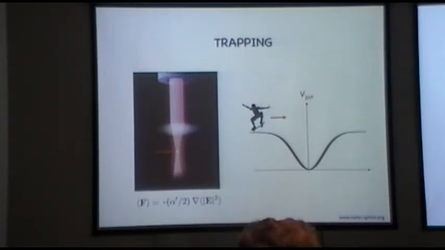So the quest here is, how do we slow the skateboarder down in an environment that doesn't naturally have dissipation? So let's say ultra-high vacuum or in outer space somewhere. So slowing it down, in other terminology, means we're cooling it down. We're extracting energy out of the skateboarder. So how do we cool him down?